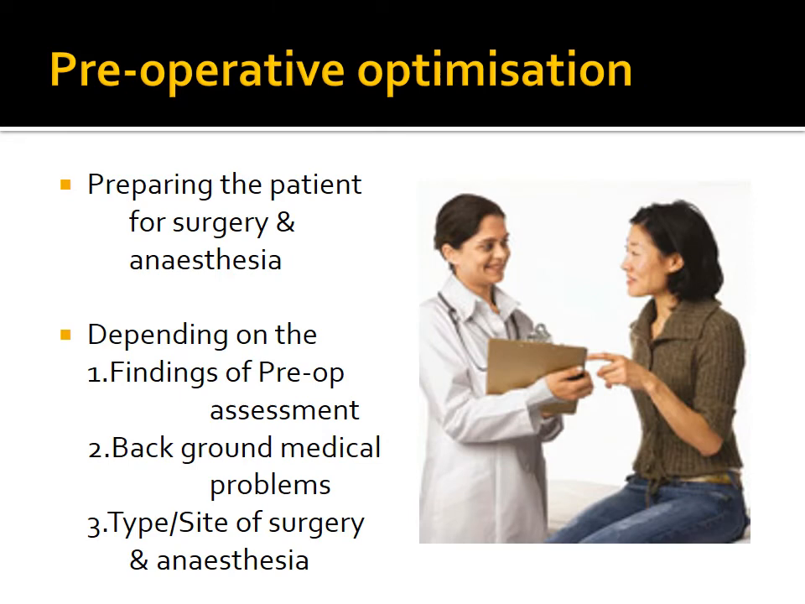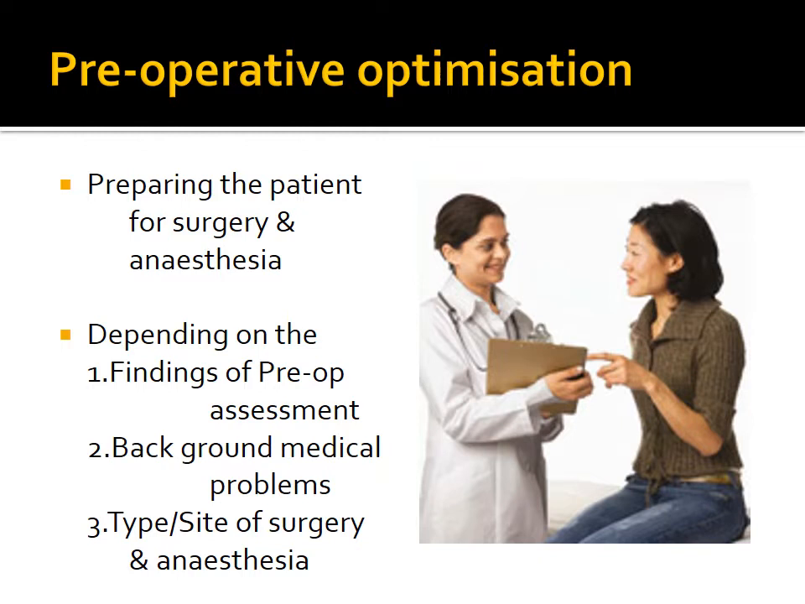Right, so what have we discussed so far? We did a preoperative assessment with a history taking, examination, and investigations. And when we looked at the patient's medications and decided which drugs to be continued and which drugs to be discontinued. And now we need to do a preoperative optimization or preparing the patient for surgery and anesthesia. So our preparation will depend, or our optimization will depend on the findings of our preoperative assessment. What did we find in our history, examination, and investigations?